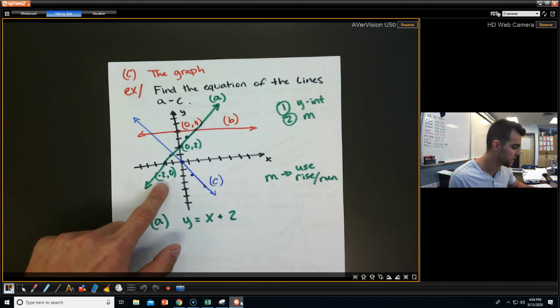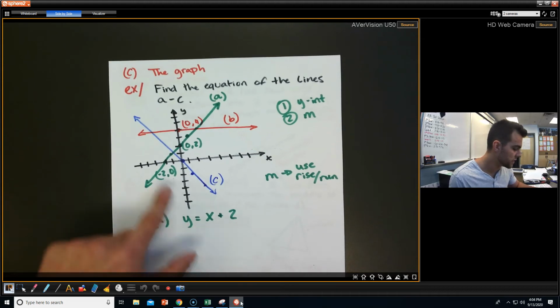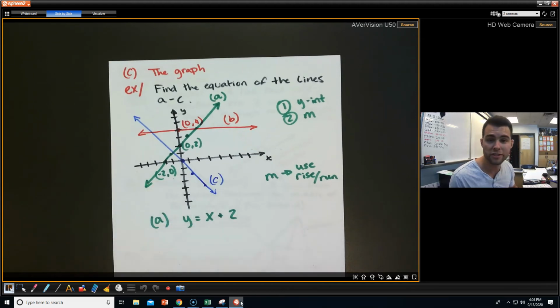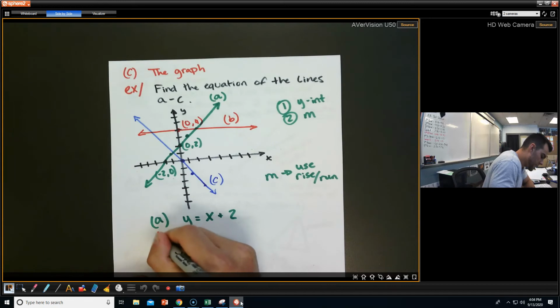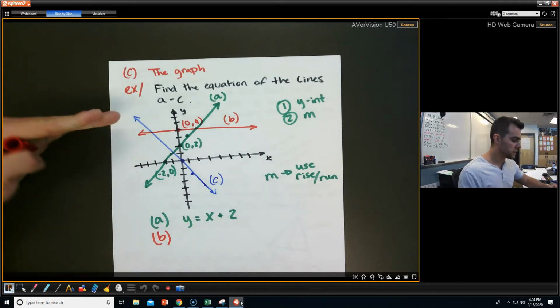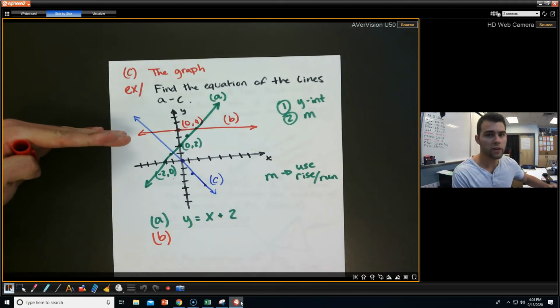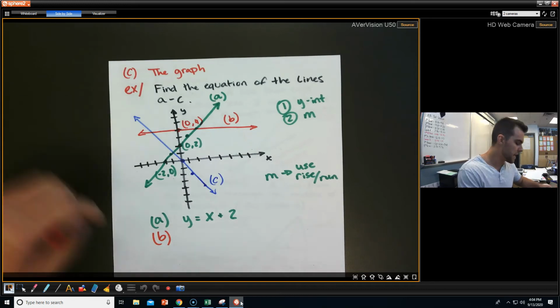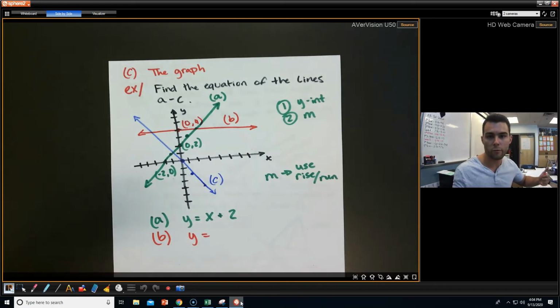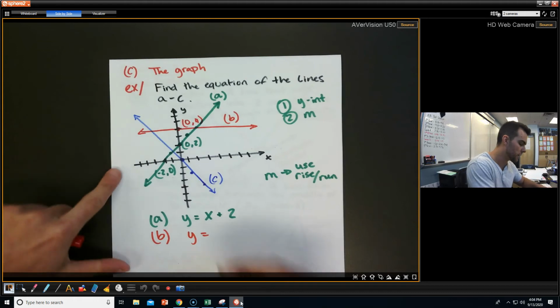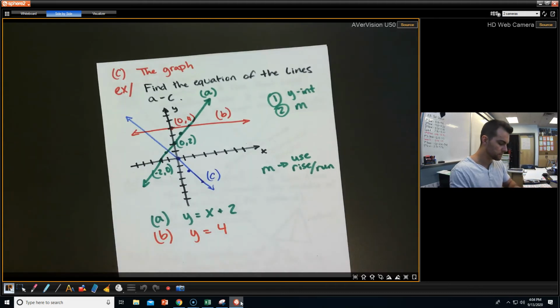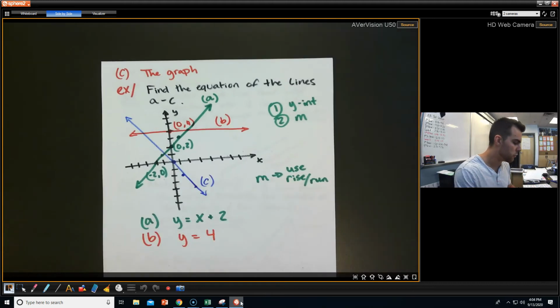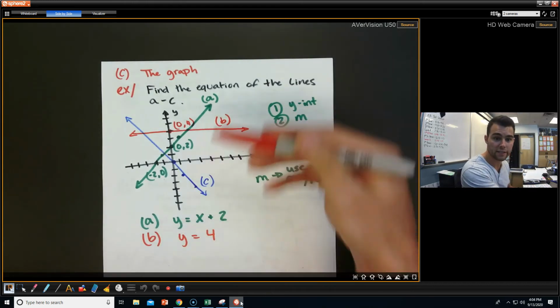So if I plug in -2 for x here, I should get 0 for my y. -2 plus 2 is 0. That works out. Let's look at the second one, letter B. Well, this looks like a horizontal line. A horizontal line is y equals whatever the y-intercept is, which is 4. Done. If it was vertical, it'd be x equals whatever x-coordinate it's lying on.